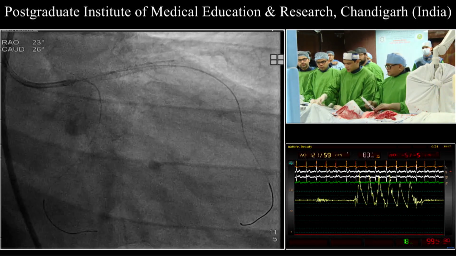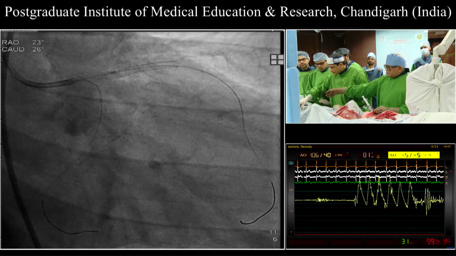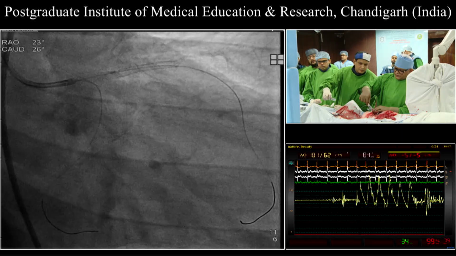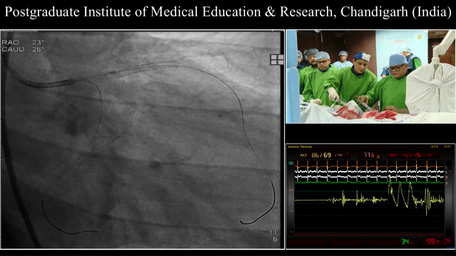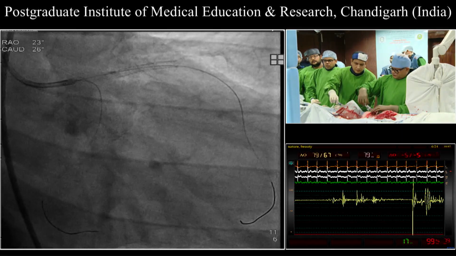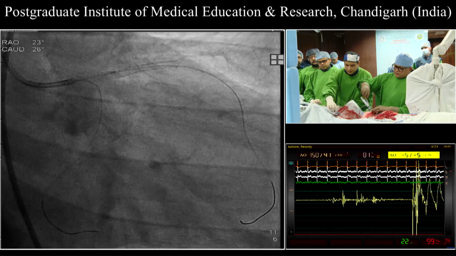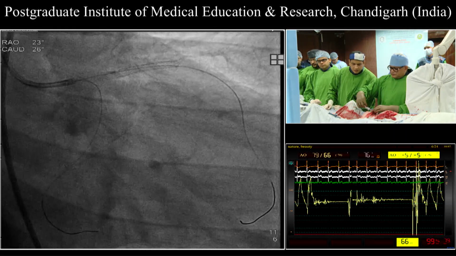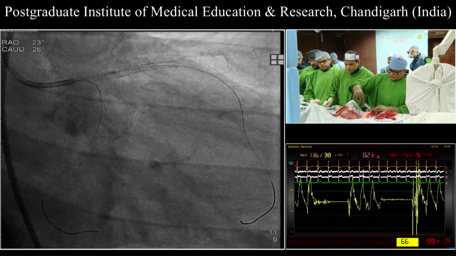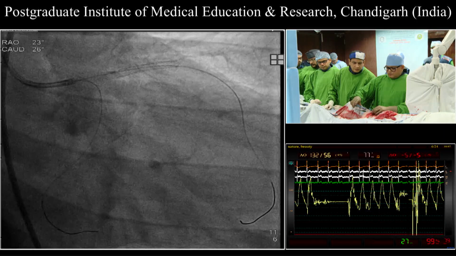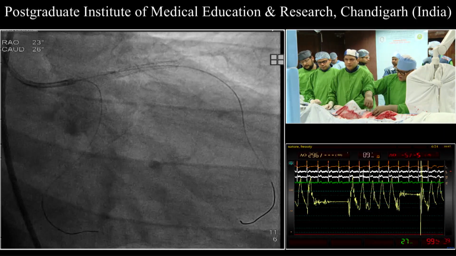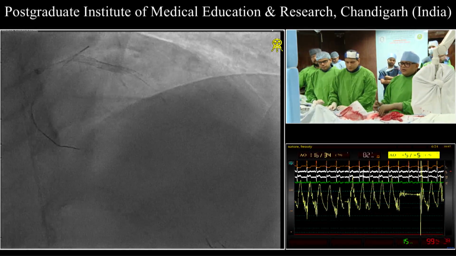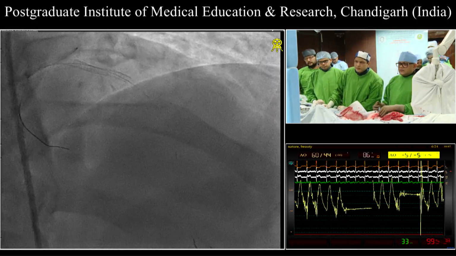Some NTG, please. Left circumflex ostium seems to be okay. Any comment about that? Yeah, probably you moved the carina a bit, so we have what we call ovalization of the carina, but I'm very confident that it's not significant. Okay. Let me see the distal LAD. Yeah, the main question is whether you stop now or you recross and optimize.